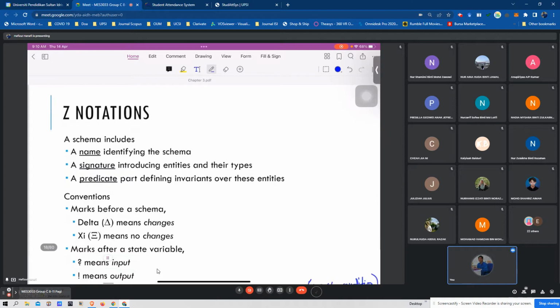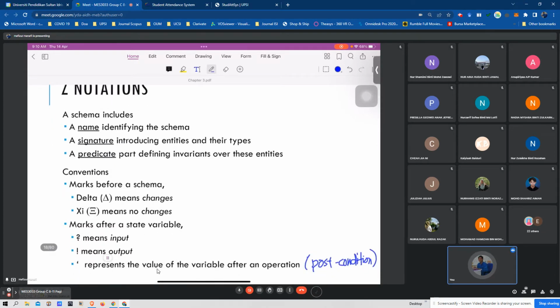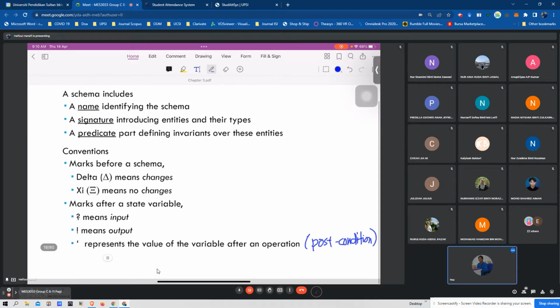Okay, and then Z notation. This one: a schema includes identifying the schema, the signature, and also predicates. And then convention. For the convention, marks before the schema: delta means changes, Xi means non-changes. Question marks mean input, exclamation marks mean output. And the single quote represents the value of the variable after an operation. This one is the post condition.